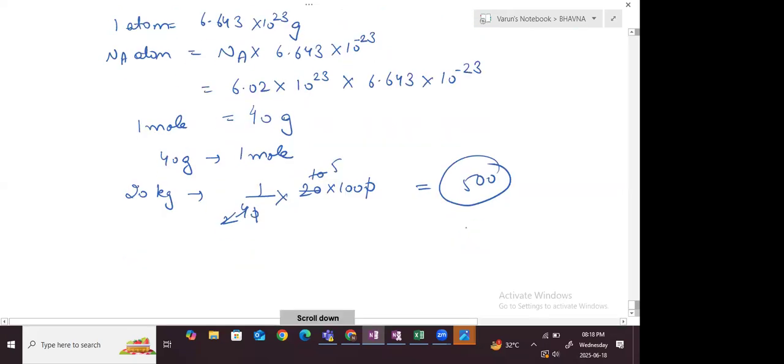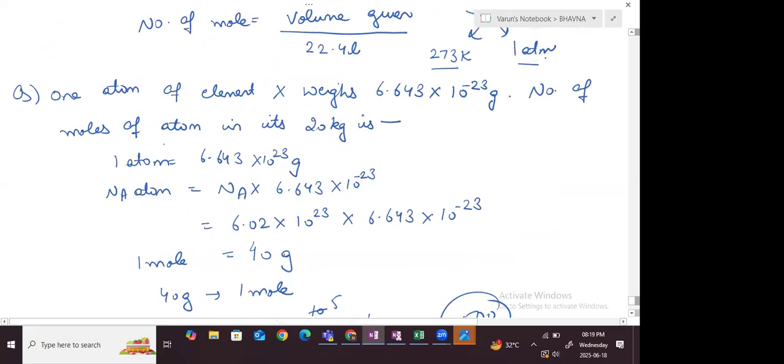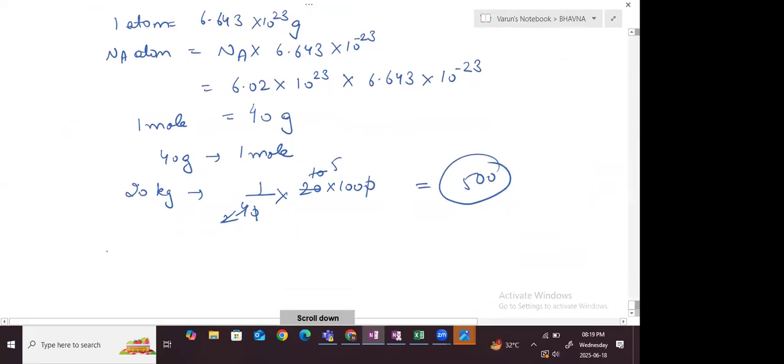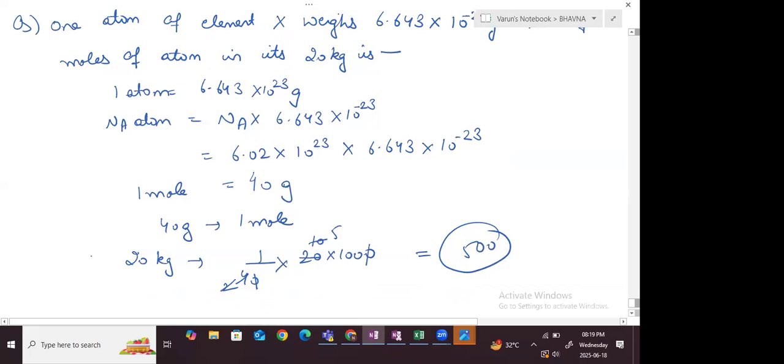Ma'am, but why do we multiply by the Avogadro number? Because we have to find the number of moles in 20 kg. To find the number of moles in 20 kg, I need to know the mass of 1 mole of atoms. Only then can I relate it. That's why I multiplied. Ma'am, but the question says weighs, like one atom of element X. Yes, weighs.